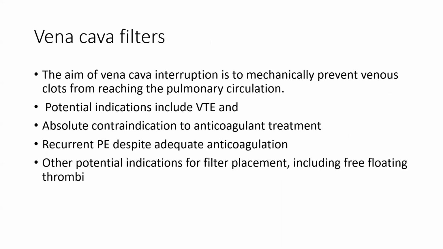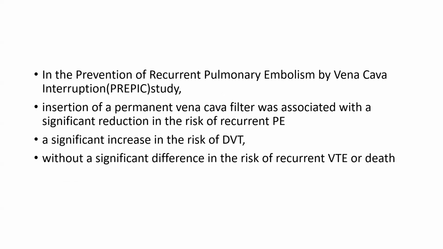Then the next treatment option is vena cava filter. The aim of vena cava interruption is to mechanically prevent venous clot from reaching the pulmonary circulation. Relative indications include venous thromboembolism with an absolute contraindication to anticoagulant treatment, recurrent PE despite adequate anticoagulation, and other potential indications for filter placement, including free-floating thrombi.